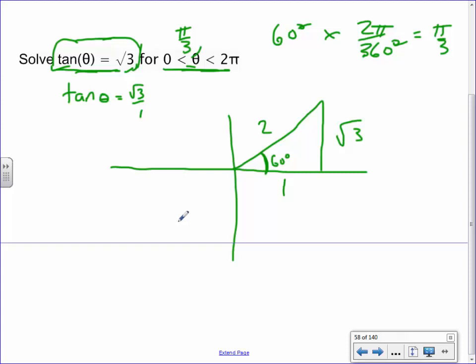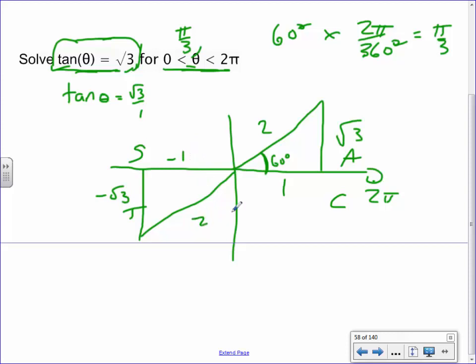However, is that the only answer between 0 and 2 pi that fits? Which other quadrant would this fit in? Good, you got it, Joe. CAST. You could also have one of these be in the third quadrant. Now, in the third quadrant, it would actually be negative root 3 and negative 1. But when you're talking about tan, it is opposite over adjacent. The two negatives would cancel each other.